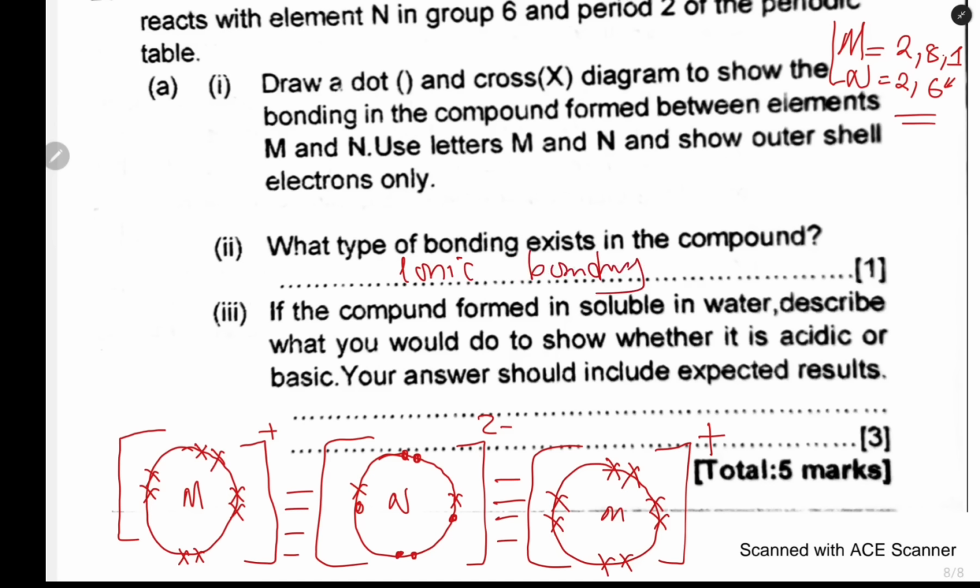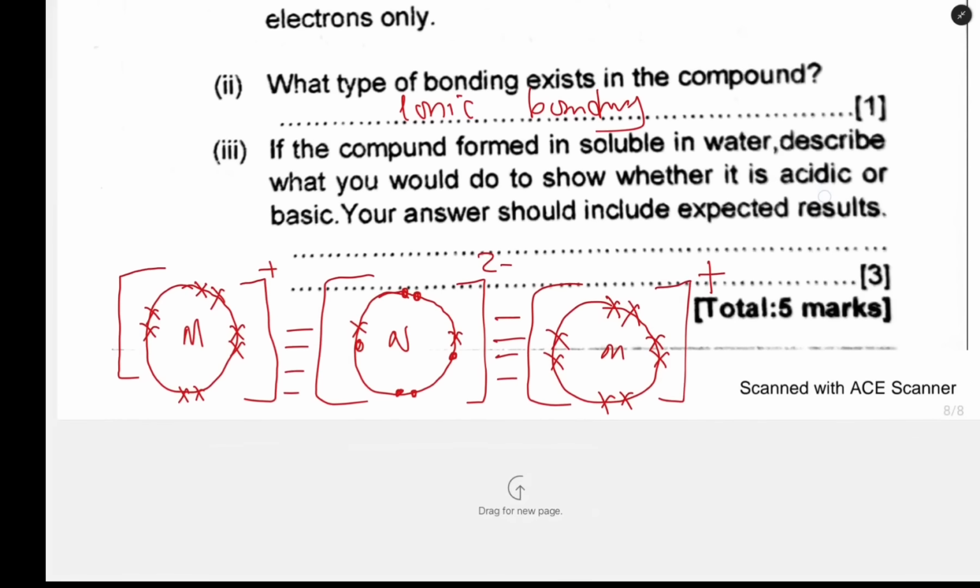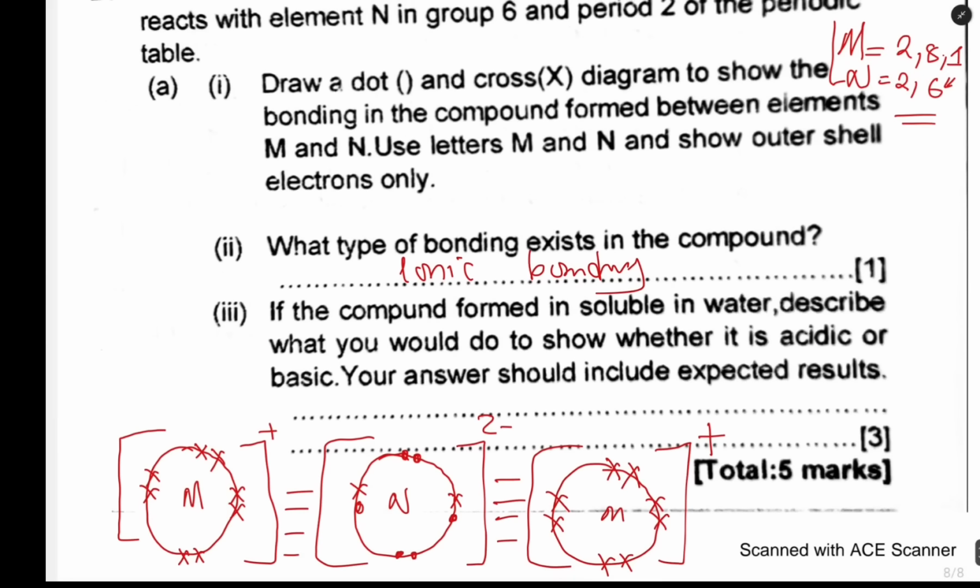If the compound formed is soluble in water, describe what you would do to show whether it is acidic or basic. Your answer should include expected results. So this is the last question.